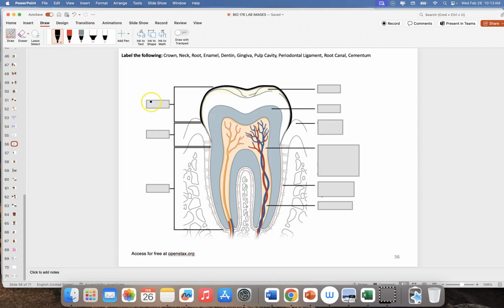The overall two main parts of the tooth are going to be the crown and the root. And then between the two, we're going to see the neck. The outermost portion of the tooth is the enamel. And then next we have this bone-like substance known as dentin.